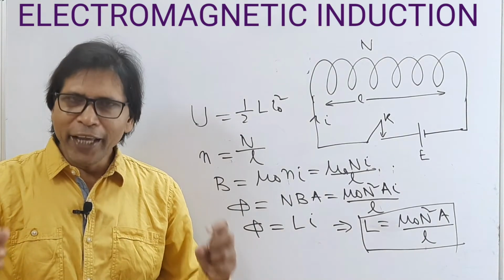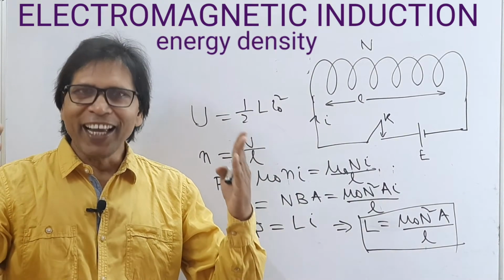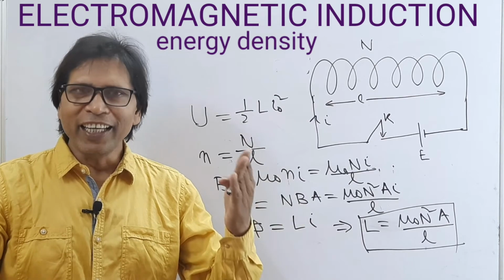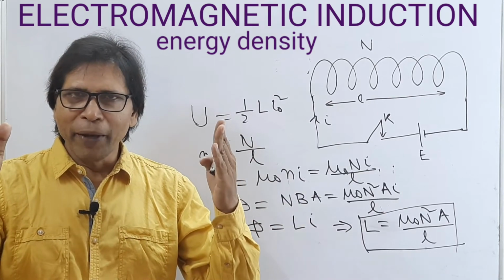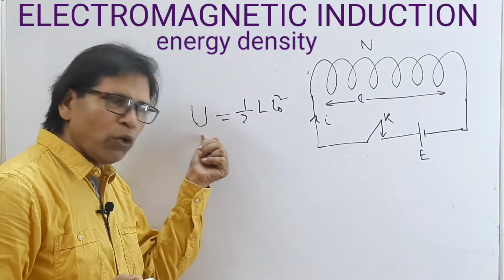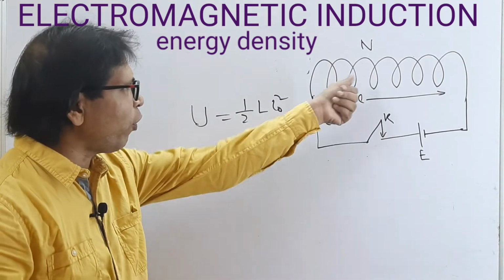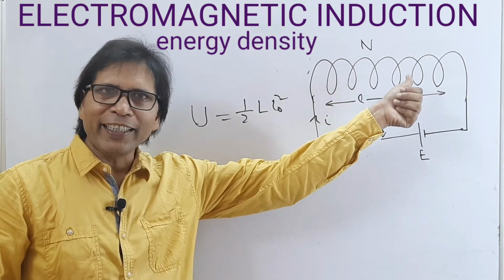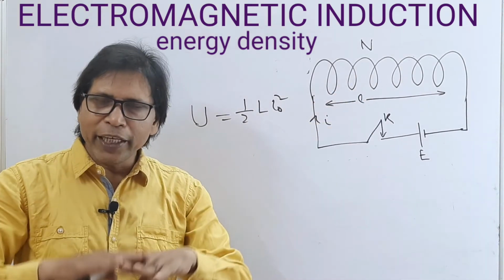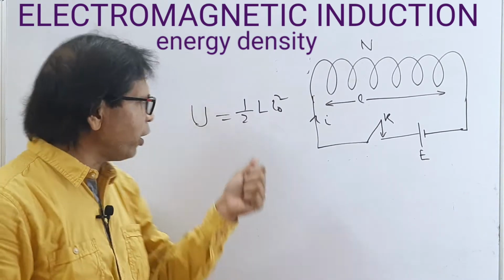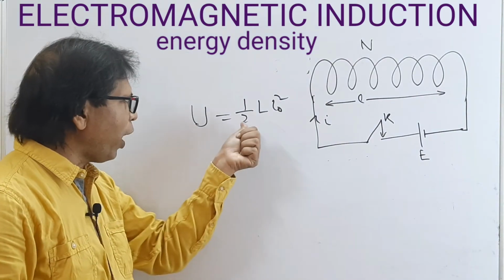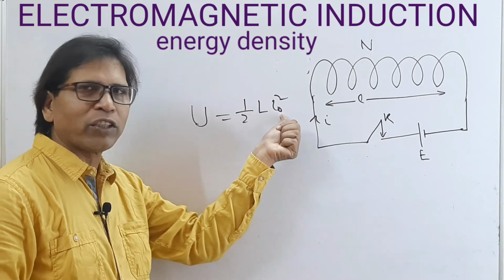Okay. Now, we have to express the energy density in terms of magnetic field B. We know the energy stored in a coil of inductance L due to increase of current from 0 to I naught is U equal to half L I naught square.